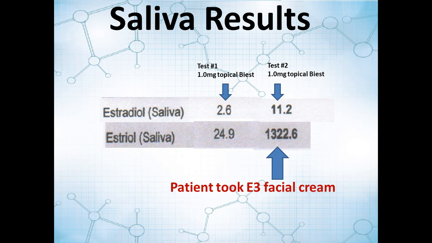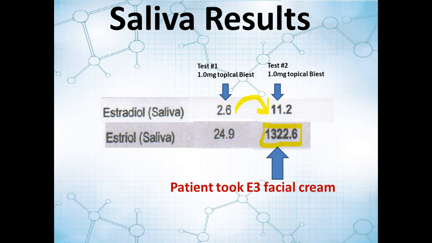Estriol cross-reacts with the test for estradiol at about 0.5%. So if you take 0.5% of this, you get about 6.5. And when you add that value on here, that change is not real. The amount of estradiol in that sample has not increased to the degree that you see here. It's the estriol artificially creating that. And that's a particular problem with saliva testing that you need to be careful of.